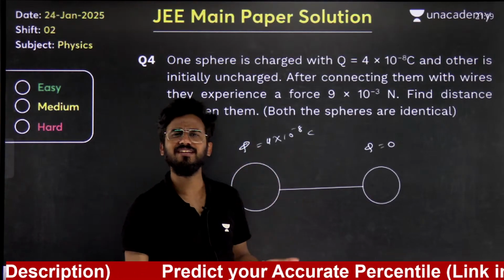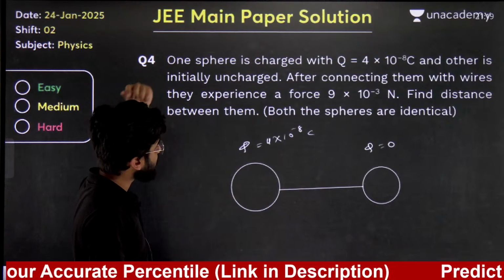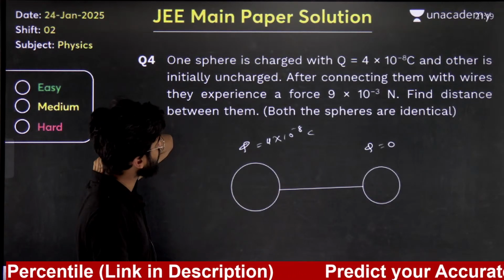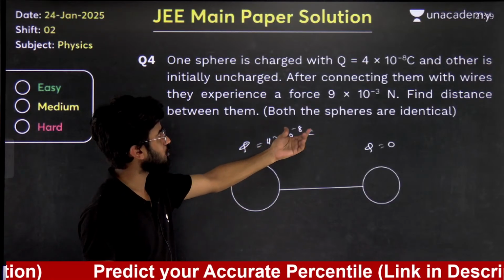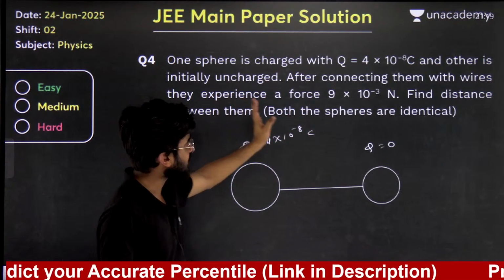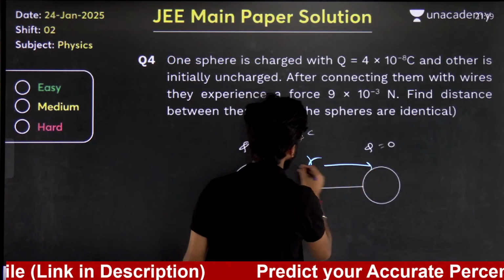Next question is from our very interesting topic, electrostatics. Okay, so what the question is saying, sphere of charge q is equals to this, and other is uncharged. By the way, this was a similar sphere. Okay, so charge is 4 into 10 to the power minus 8. After connecting with them, they experience the force of this. Find the distance between them. Suppose the distance is r, and force is given.